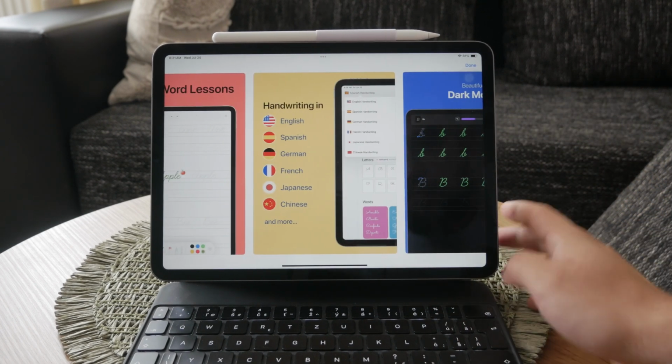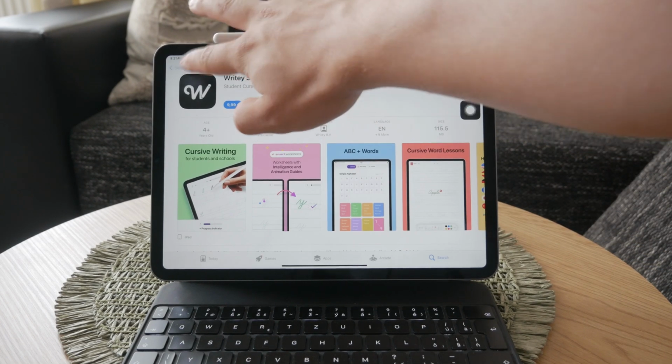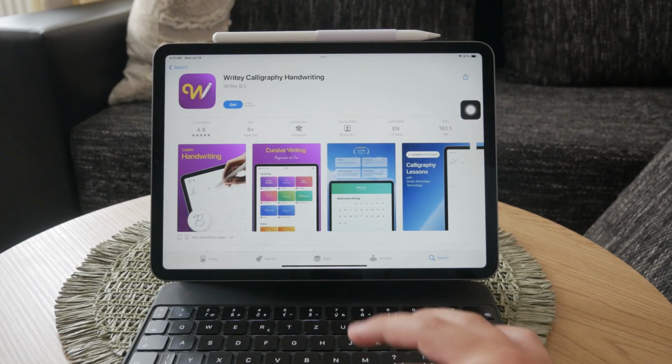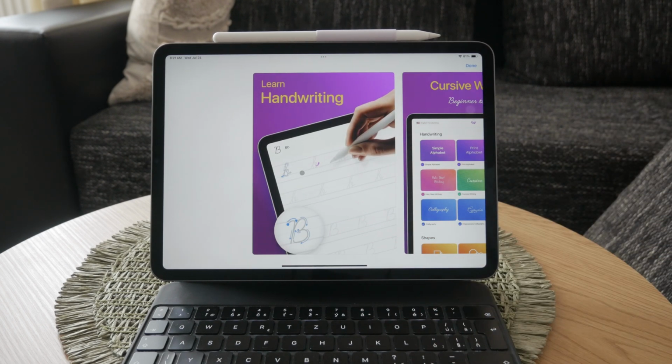Consistent practice is essential for improving your handwriting on the iPad. Make it a habit to write regularly, whether it's taking notes, journaling, or simply practicing letters and words. Over time, you will notice a significant improvement in the quality of your handwriting.